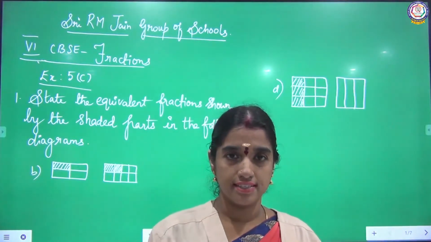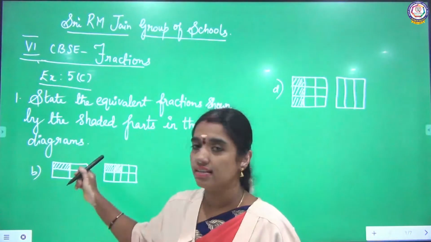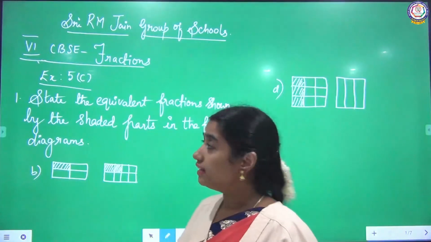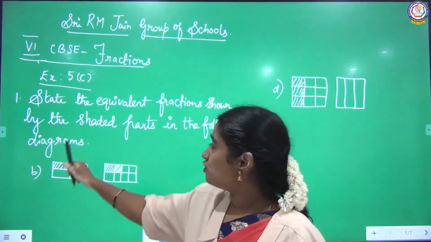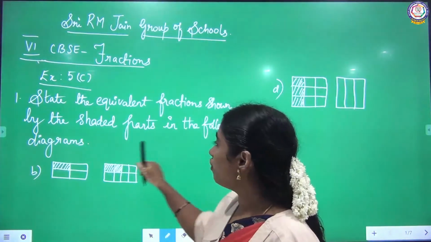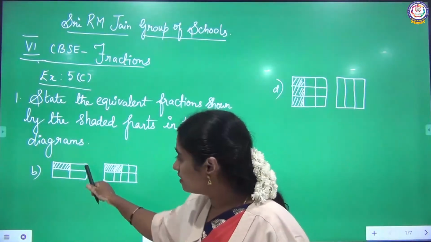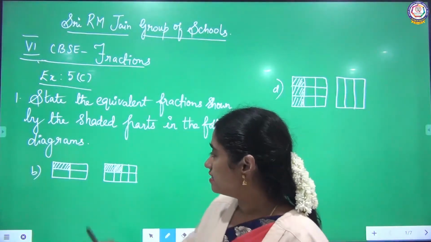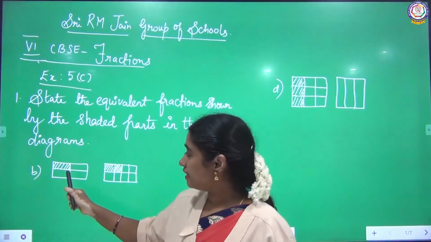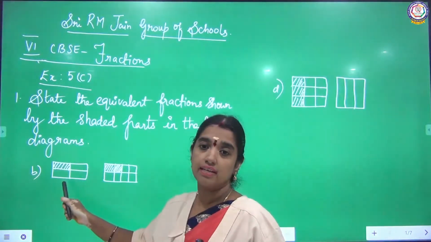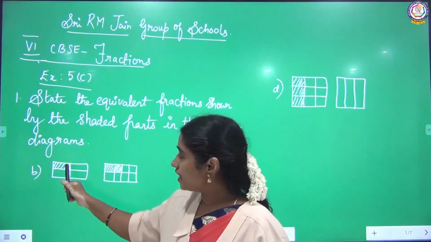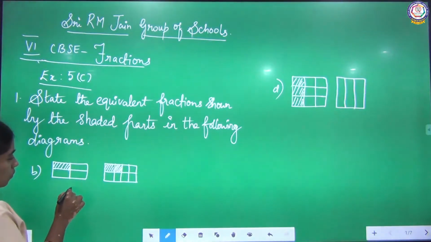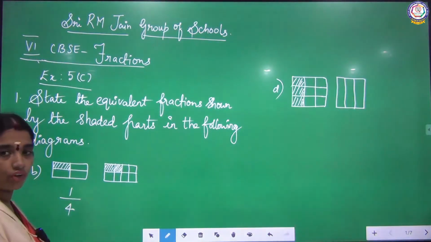Now I am going to discuss the topic fraction, exercise 5C. Listen children, state the equivalent fraction shown by the shaded parts in the following diagrams. After seeing this diagram, you are going to write that in the fraction. See here, already I have said that the total number of equal parts here is what? 4. Here the shaded part is what? 1. So I can write this in a fraction as 1 by 4. Got it?